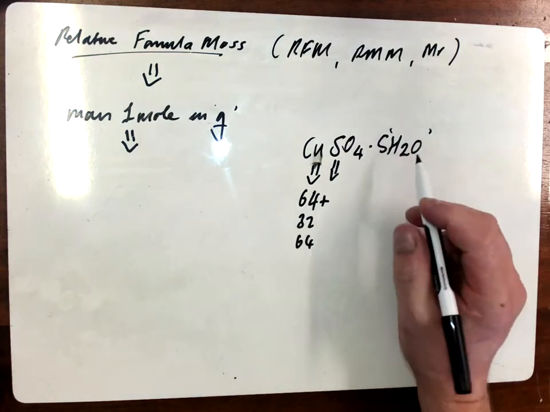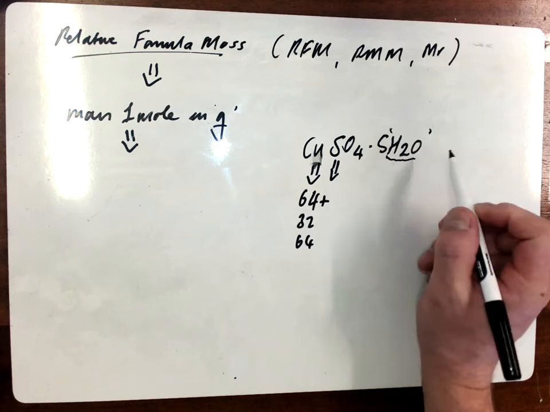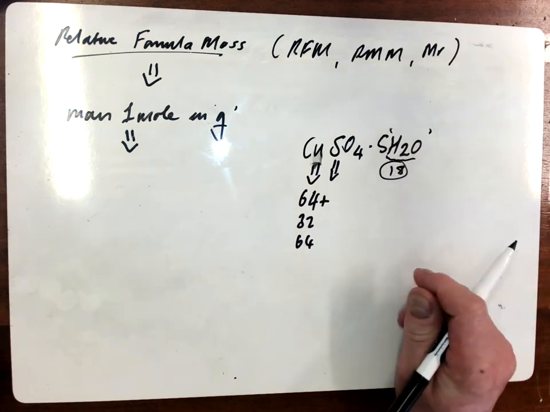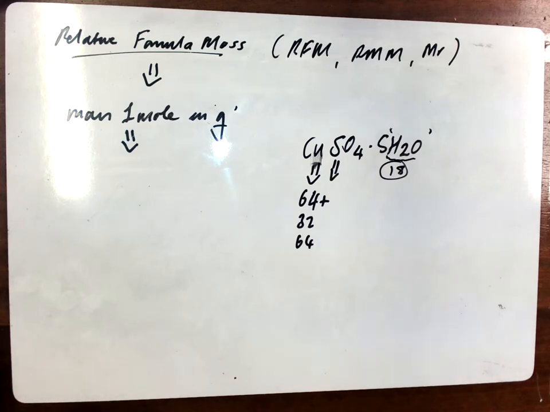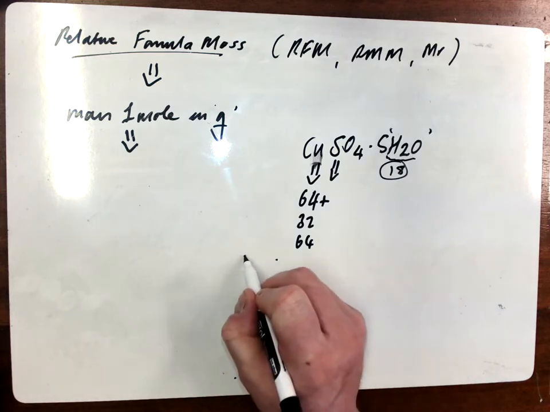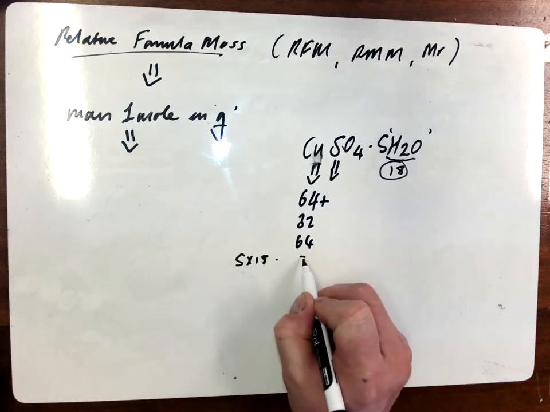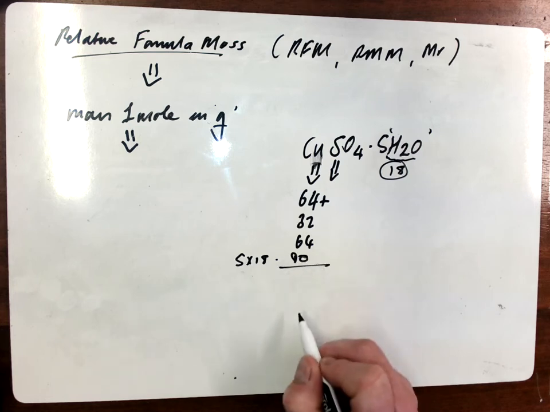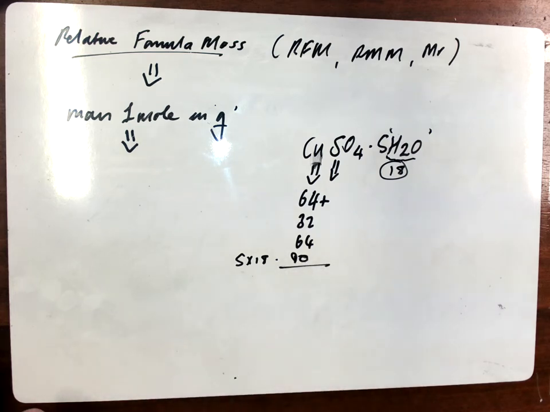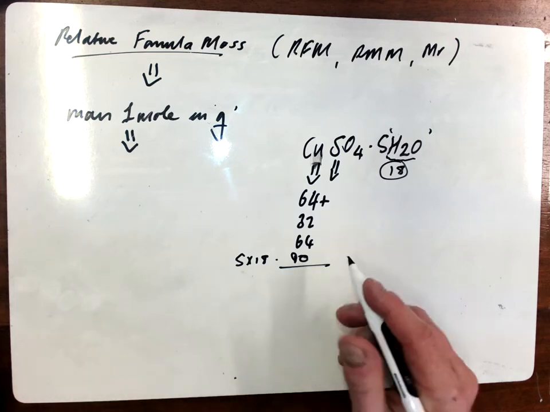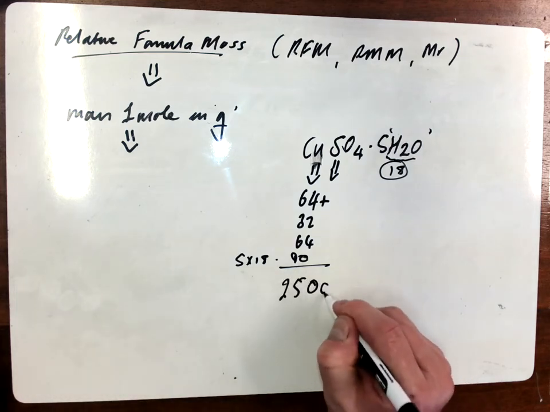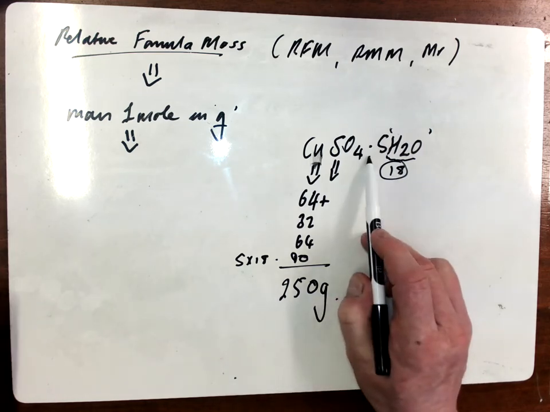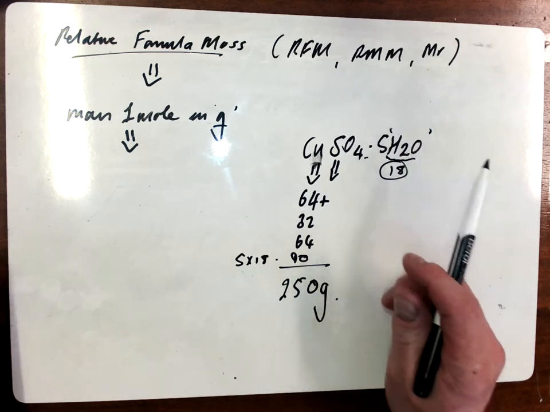The quick way to do this is, I have 5 waters, and it's a good idea to know the RFM of water off the top of your head. Water has an RFM of 18. So we do 5 times 18, which is 90 in total, and if we add all of that up, the total RFM of that compound comes out at 250 grams. So that's how you deal with what we call dot formulas and the RFMs of them.